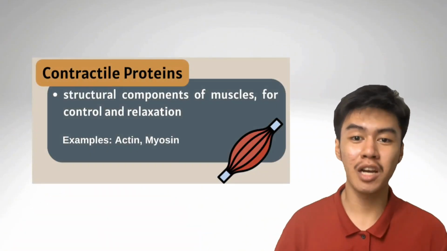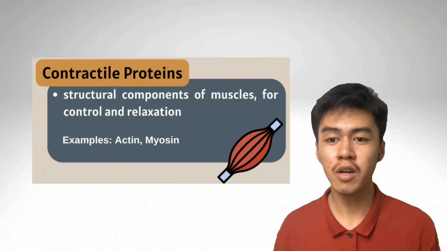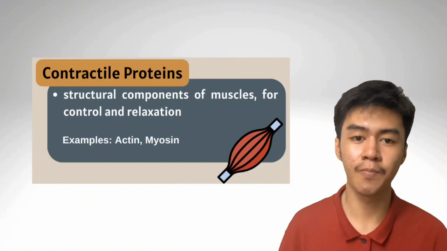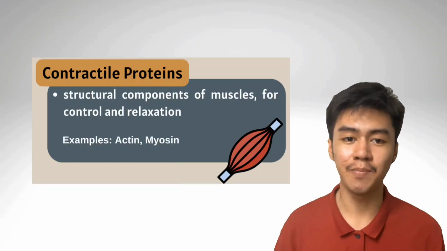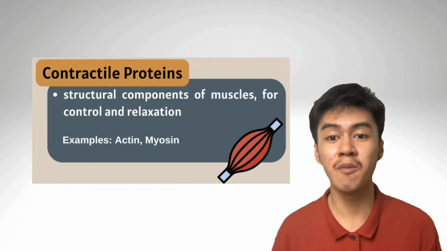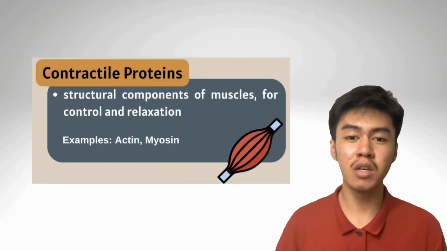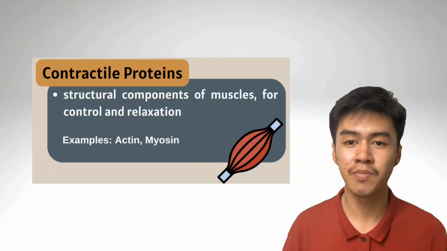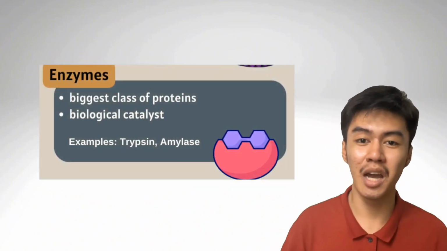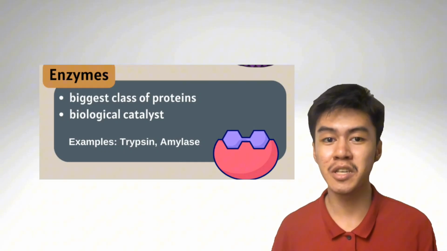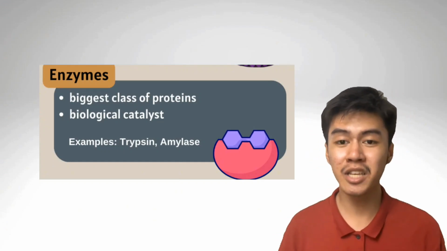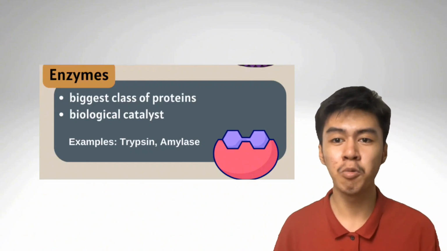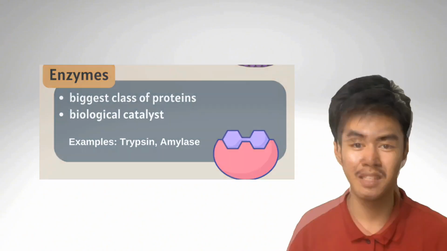Next, we have contractile proteins. From the root word, contract, it controls the relaxation of muscles. For example, actin, which are moving filaments in myofibril. Another one is myosin, which are stationary filaments in myofibril. Next, we have here enzymes. This classification is a biological catalyst. Examples are trypsin, which hydrolyzes peptides, and amylase, which hydrolyzes polysaccharides.